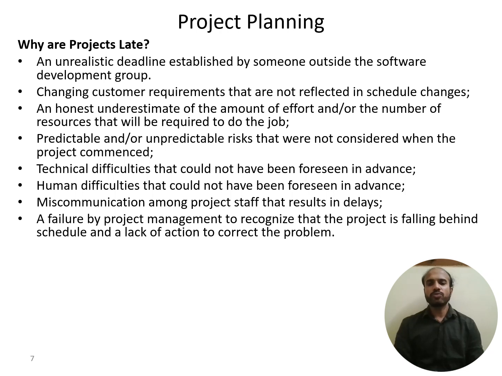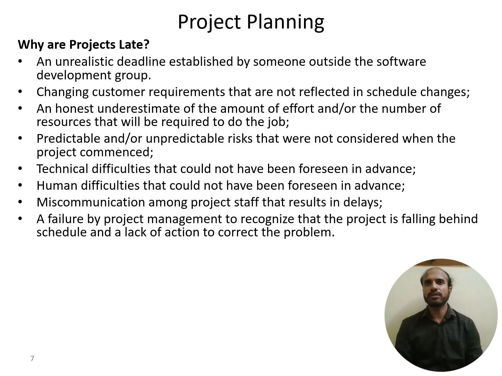Human difficulties that could not have been foreseen in advance. If there was any human effort that was needed, or skills that were not planned properly, then miscommunication among project staff resulted. So they would have thought, okay, I thought I informed this person to get that completed, but that was not properly communicated to either of them, and nobody did really work on that particular task. Then, failure by project management to recognize that the project is falling behind schedule and the lack of action to correct the problem.